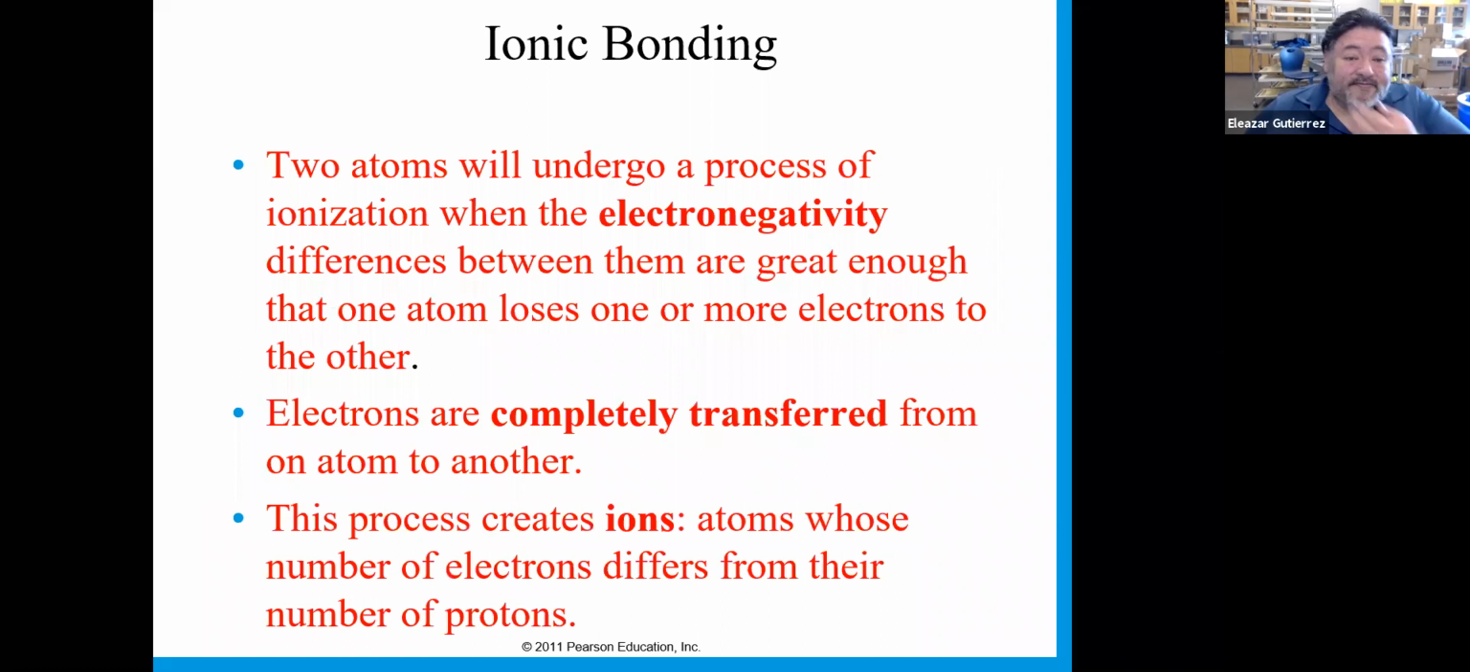Ionic bonding. So two atoms will undergo a process of ionization when the electronegativity differences between them are great enough that one atom loses one or more electrons to the other. Electrons are completely transferred in ionic bonding from one atom to another. This process creates ions, atoms whose number of electrons differ from the number of protons.